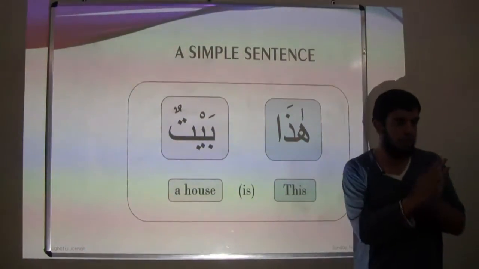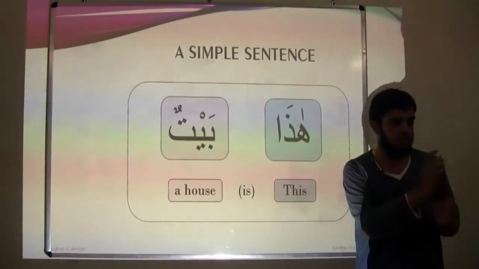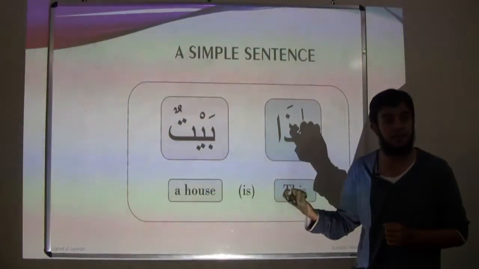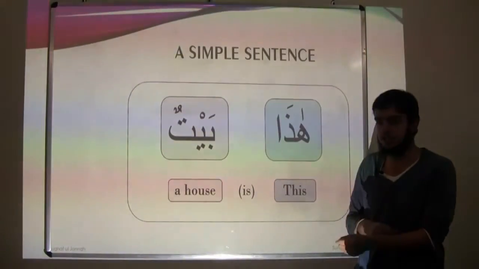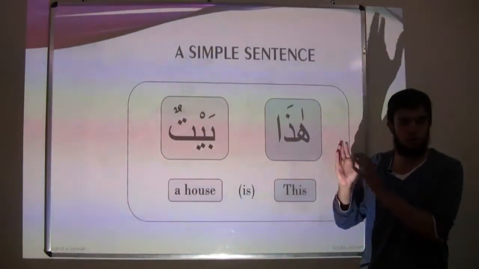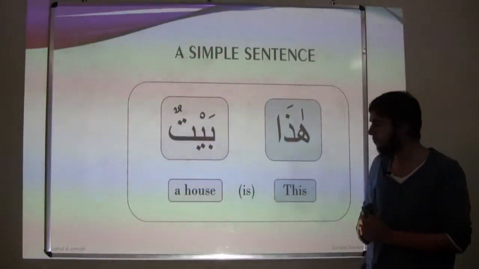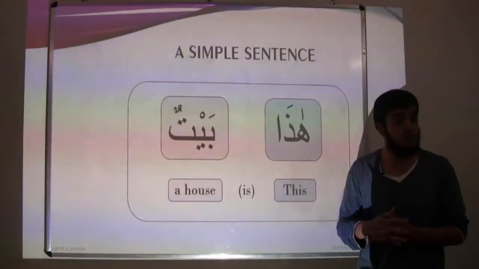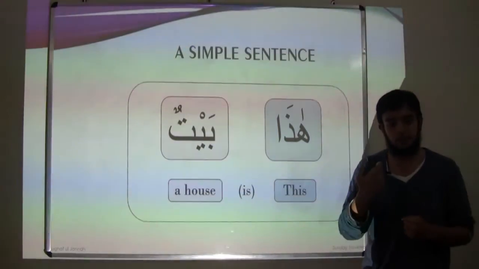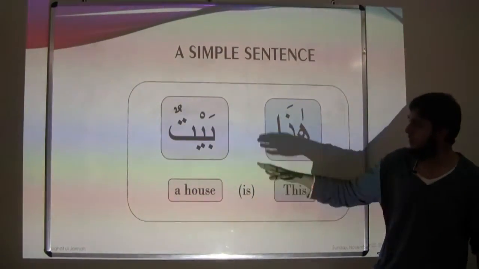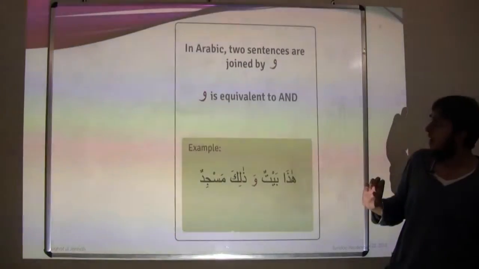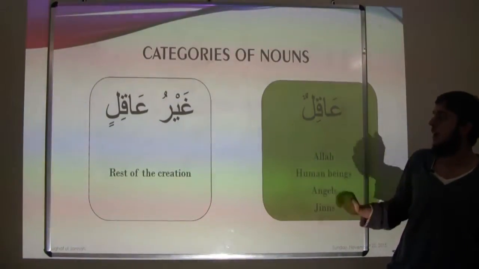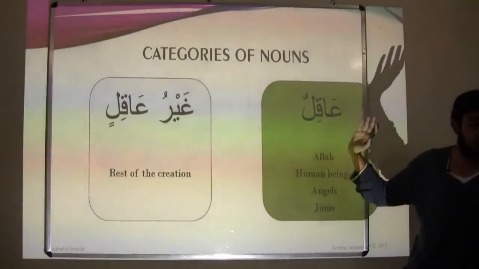So now we have learned that every noun ends with a double dhamma in its original state, and also that its meaning is indefinite. It is not something specific. You're just saying this is a house. You don't know which particular house you're talking about. And in today's class, we'll be learning how we can say something definite. We also learned the usage of wow. And categories of nouns.